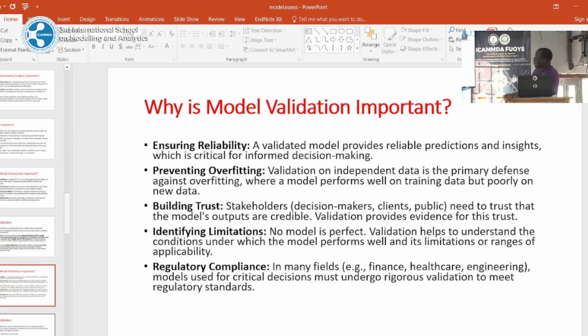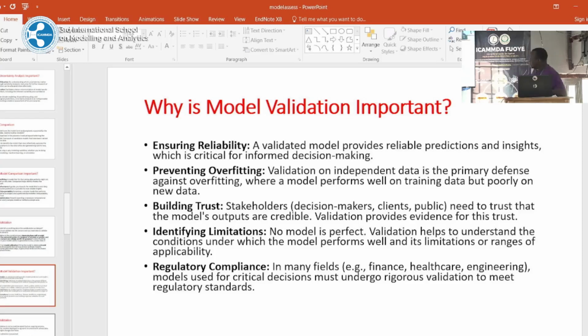Four, identify limitations. No model is perfect. Validation helps to understand the conditions under which the model performs well. Underline the word condition. So validation makes you understand its limitations or ranges of applicability. Because at the beginning of your model, you have set a target question you want to answer. So your model cannot answer all the questions in the world. So in other words, when you are relating your model back to the real world, you have modeled malaria. Does it speak to the malaria in Benue State, the real situation?